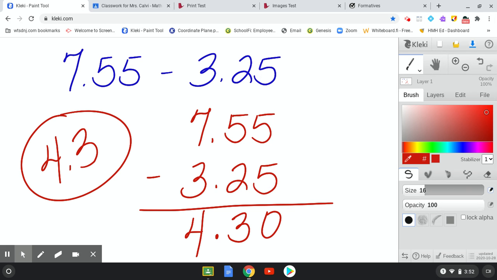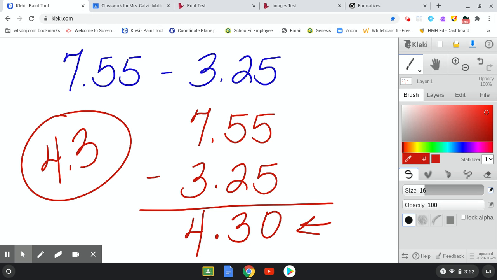You do not need that 0 at the end there. Okay. The only time we would need the 0 is if I said we were rounding and we were rounding to the hundredths place. But that is not the case here. We are just simply adding and subtracting, so you don't need that 0 at the end there.